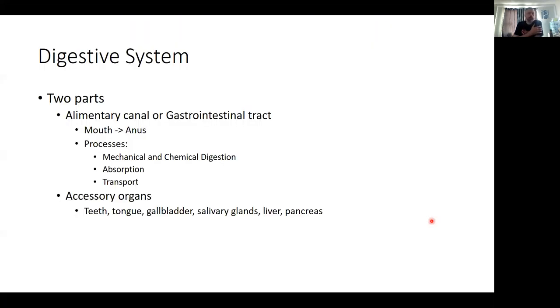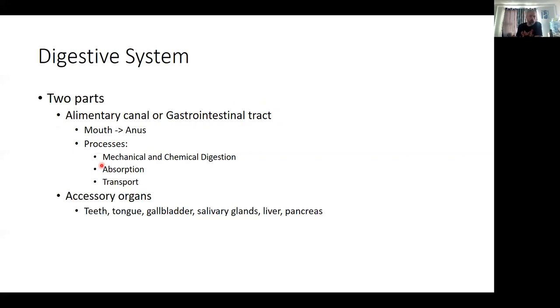When we think about the digestive system, we're going to break it down into basically two parts. So there's the tube that runs basically from your mouth to your butt, right? This is the alimentary canal, or the gastrointestinal GI tract. And this is really the functional, well, not the functional, but when we think of digestion and the processes involved in that, this is kind of the big part of it, right?